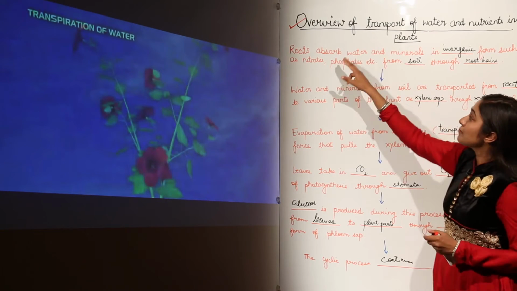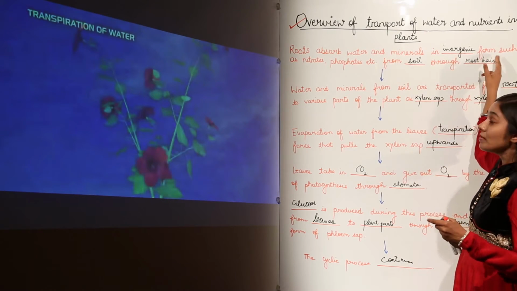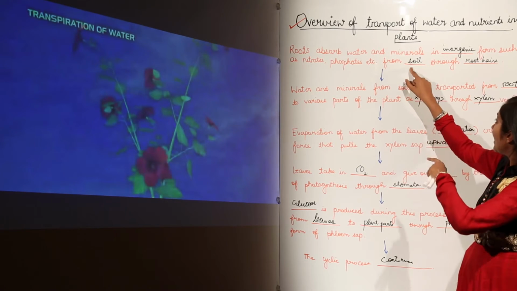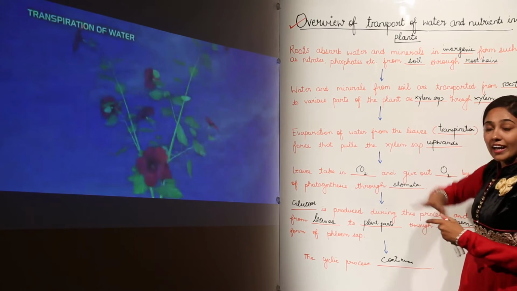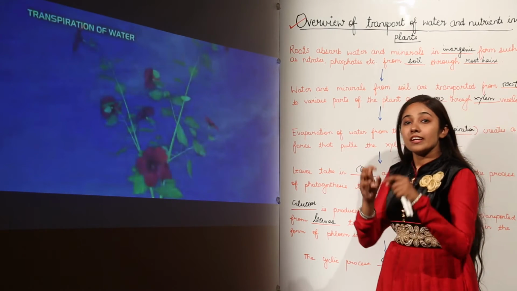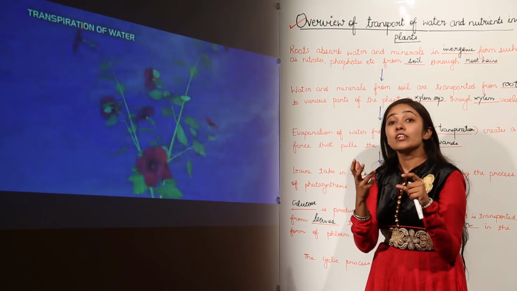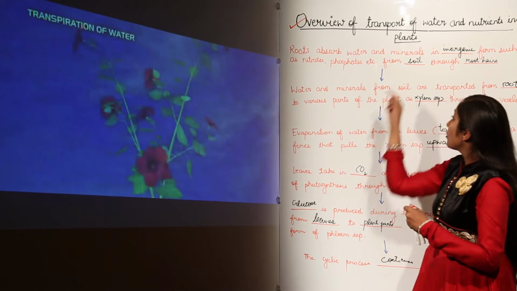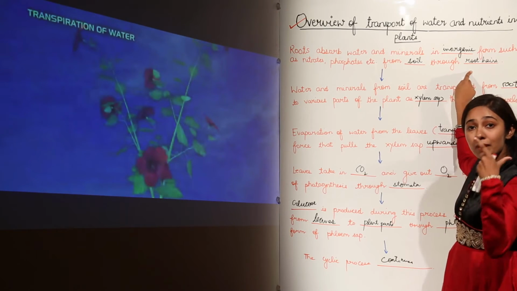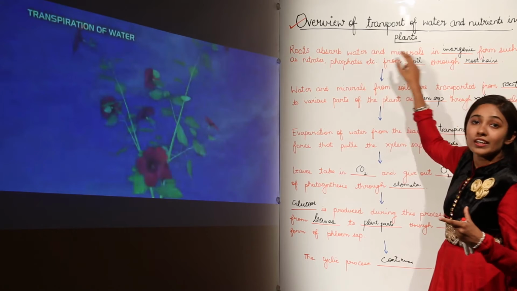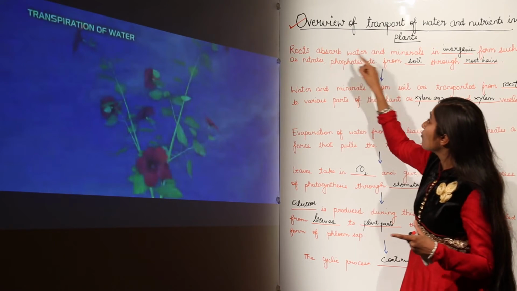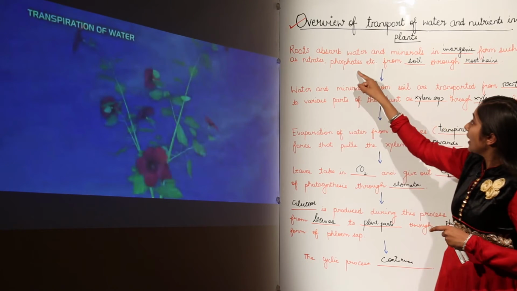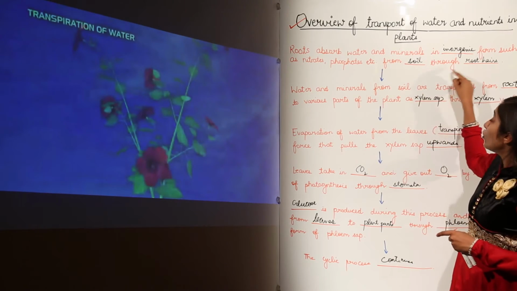So roots absorb water and minerals in inorganic form such as nitrates, phosphates, from what? Obviously from soil through root hairs. Why have we mentioned root hairs? Because there are special structures, root hairs, from where, through imbibition. Imbibition is absorption at the surface. So from root hairs, through a process known as imbibition, there is absorption of water and minerals. So roots are going to absorb water and minerals in inorganic form such as nitrates, phosphates, etc. from soil through root hairs.